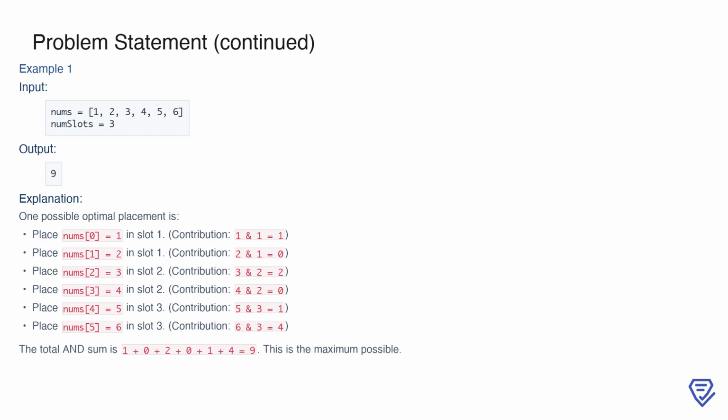The contributions from these placements are 1 AND 1 equals 1 and 2 AND 1 equals 0, respectively. Then, place 3 and 4 in slot 2. Their contributions are 3 AND 2 equals 2 and 4 AND 2 equals 0. Finally, place 5 and 6 in slot 3, with their contributions being 5 AND 3 equals 1 and 6 AND 3 equals 2. If we sum these contributions, we get 1 plus 0 plus 2 plus 0 plus 1 plus 2 equals 6. This is the maximum AND sum achievable for this input configuration.